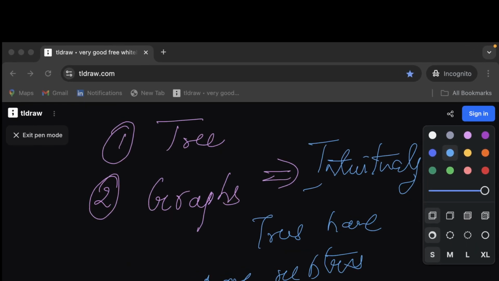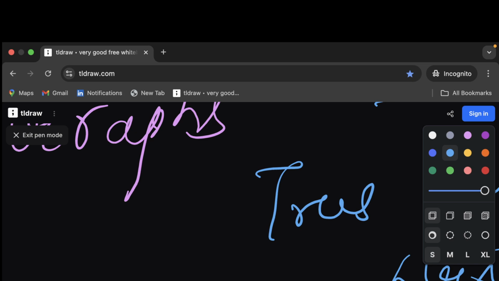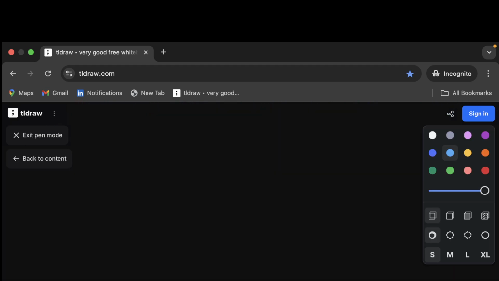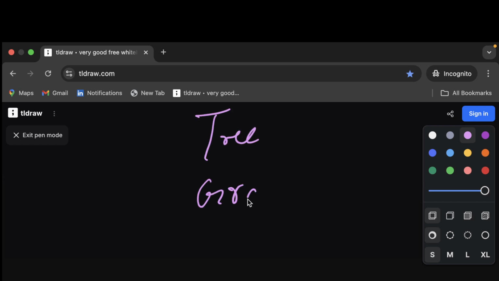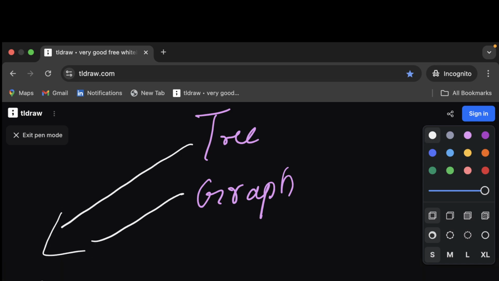So whenever you have a graph, intuitively they are tree based. If I zoom to 100, yeah, just make sure. I'll just write it again. Graphs are inherently tree based, so trees and graphs are recursive by nature.